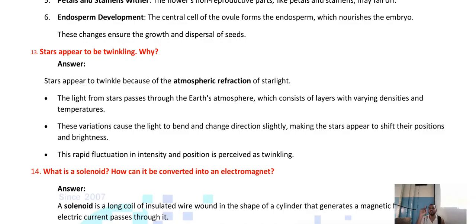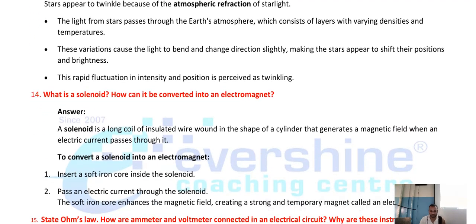Suppose this question is for 1 mark. Stars appear to be twinkling. Why? What is the reason? Because atmospheric refraction takes place in the sky. Sky or in the atmosphere? In the atmosphere, not sky. Good. Now, if they ask you why, you have to illustrate the reason. These are the points. You can just go through it.